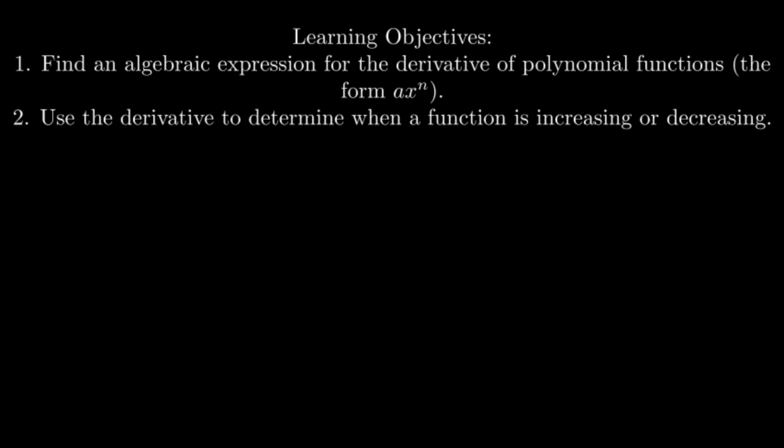Let's start with a quick recap to bridge the gap between the graphical and the algebraic. Remember the key relationship. The value of the derivative function, f prime of x, at any point tells us the gradient of the original function, f of x, at that same point. So, the derivative function's value is the original function's gradient.